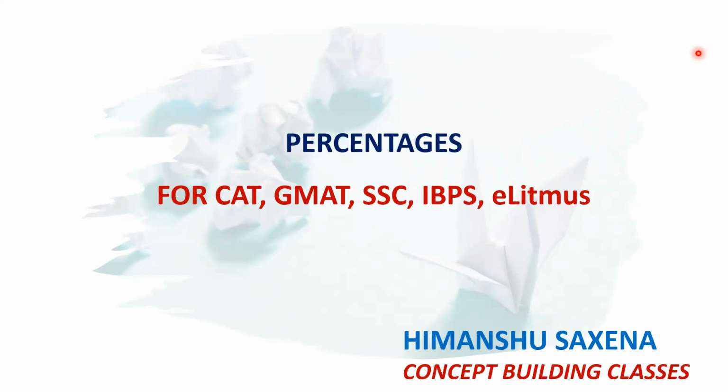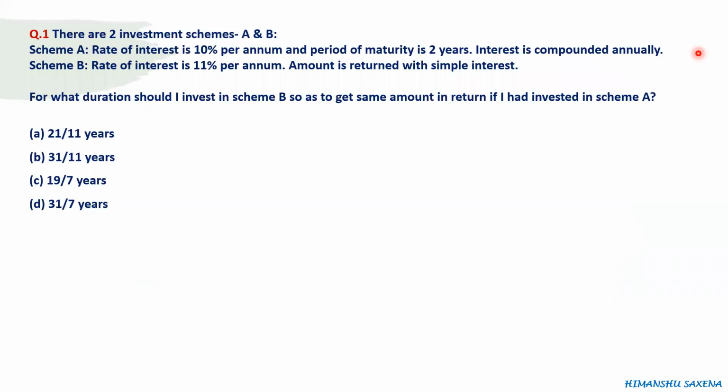So let's start with the first problem. There are two investment schemes, A and B. In scheme A, the rate of interest is 10% per annum and the period of maturity is 2 years. Interest is compounded annually. While in scheme B, the rate of interest is 11% per annum and the amount is returned with simple interest. For what duration should I invest in scheme B so as to get the same amount in return as if I had invested in scheme A?